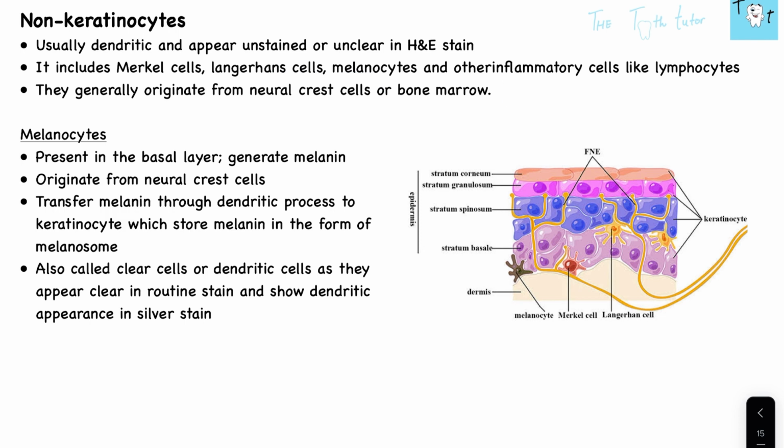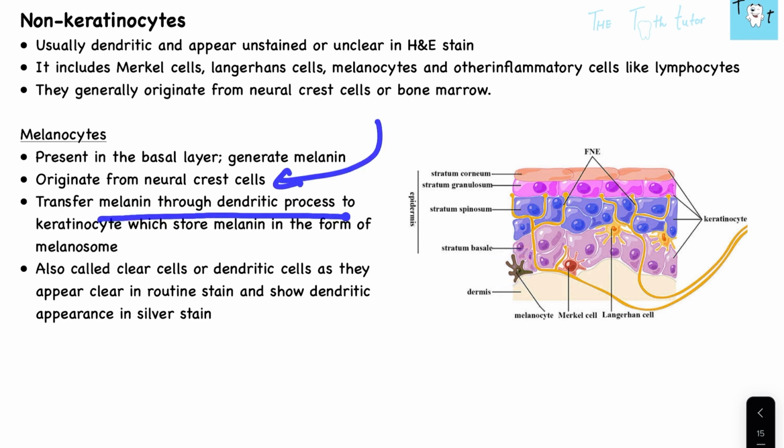So the first cell we study is melanocytes. We know that melanocytes produce melanin. So they are present in the basal layer. So you can see over here the melanocyte is present. It is present in the basal layer. They generate melanin. They originate from neural crest cells. What are neural crest cells? You study that in embryology. But basically there are some cells that are formed during neurulation. Okay, so remember that. And so that's where these cells come from.